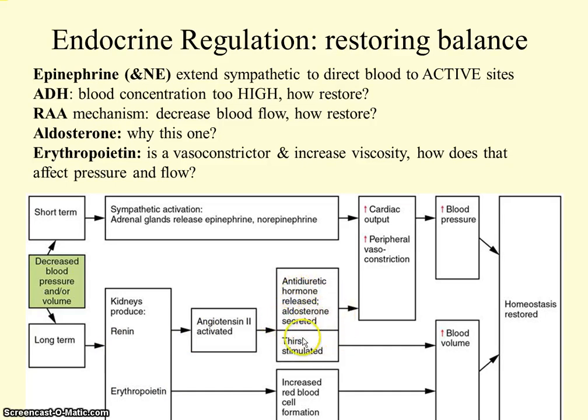And these basically help to retain water, and also ADH will stimulate thirst, and your blood volume goes up, and when blood volume goes up, your blood pressure will go back up, and your blood volume will certainly be restored. And erythropoietin, increasing the blood cell formation, is going to increase your blood volume as well.